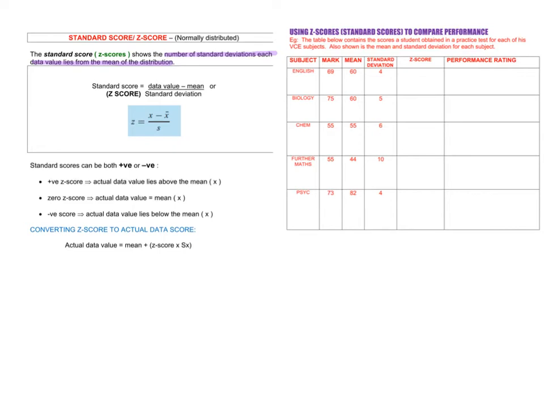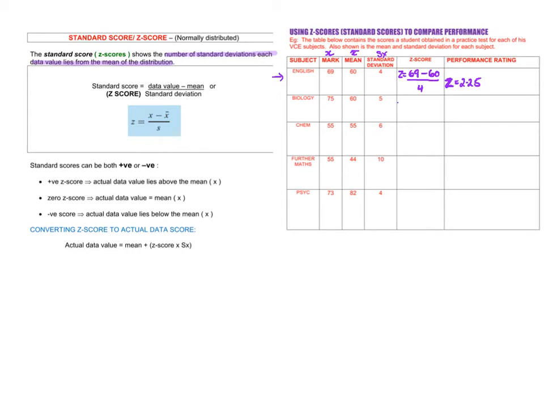So this is a student, and he actually got a mark of 69. That's giving you the X. The mean of the class is given here, and the standard deviation is given there. So if I went to calculate this guy's Z-score for English, you get the actual score, minus the mean, and divide by the standard deviation. So they get a Z-score of 2.25.